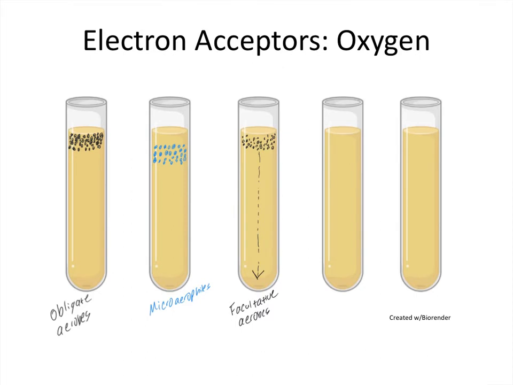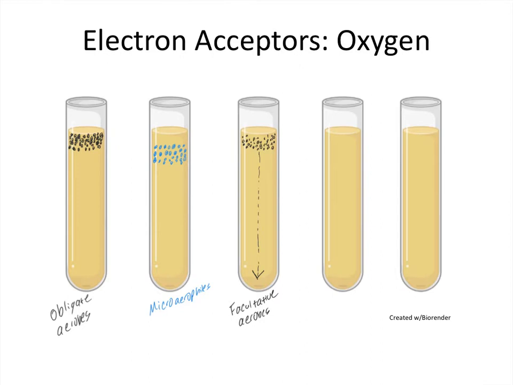Because if they can't find oxygen as an electron acceptor for ATP production, they can use something else. Either they can use an organic electron acceptor to go through fermentation, or maybe they can find another type of inorganic electron acceptor and go through anaerobic respiration.